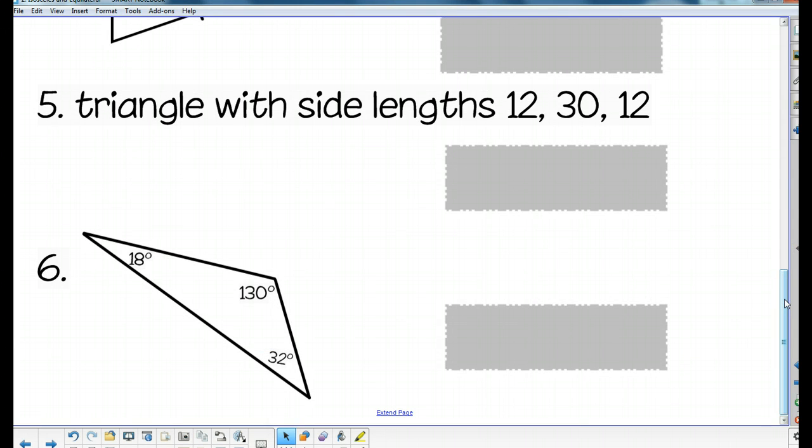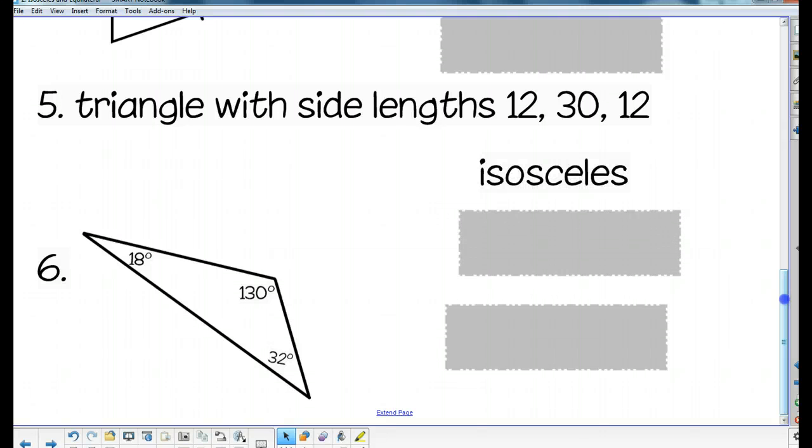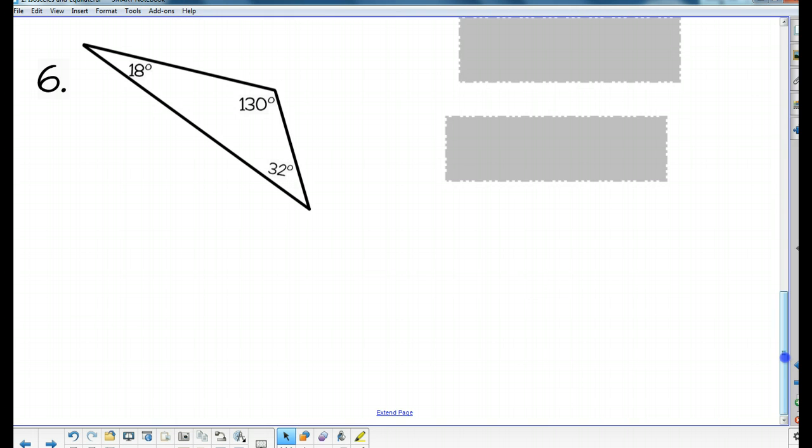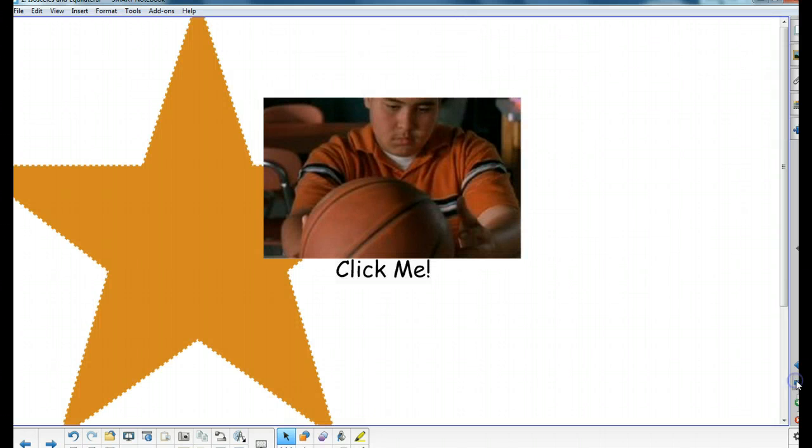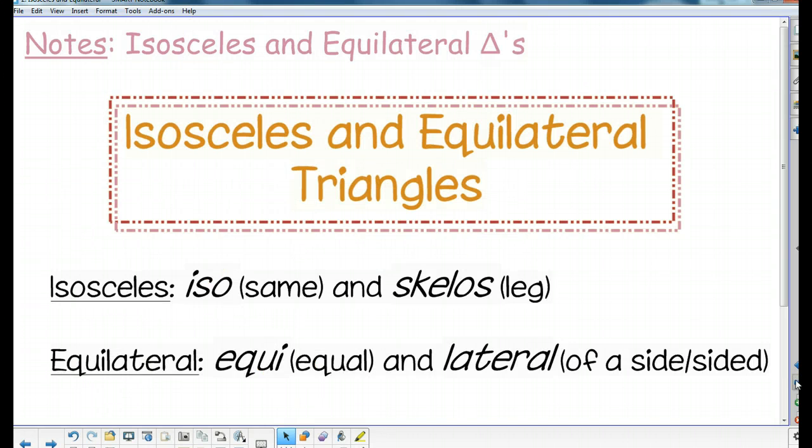Number 5. Tori, number 5. Wait, what kind is it? Isosceles. Yeah, isosceles. Very good. Good job, Tori. And Jeanette, number 6. Obtuse. Yeah. Obtuse. Perfect. All right. Let's move on. We'll watch the video at the end.